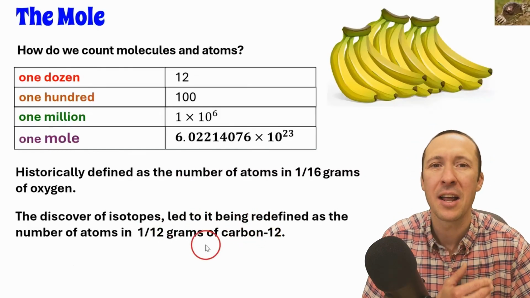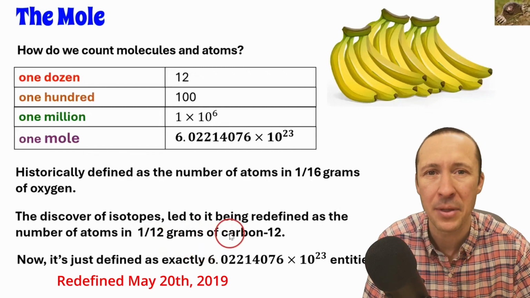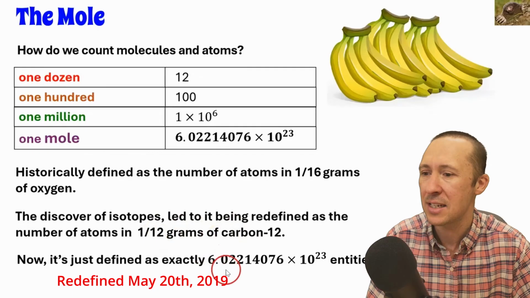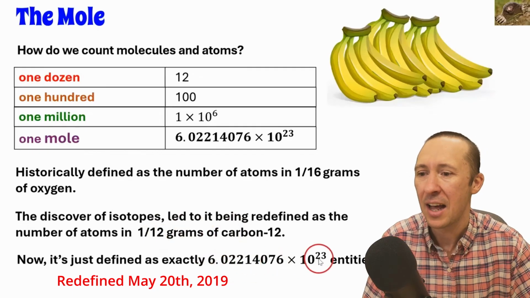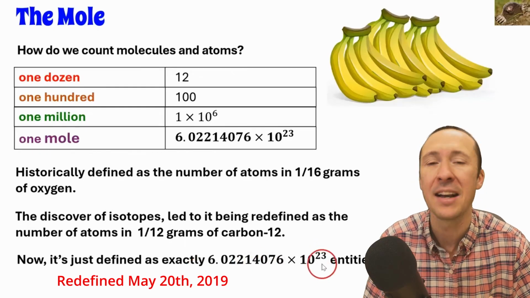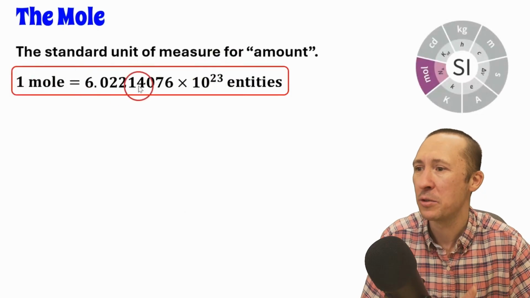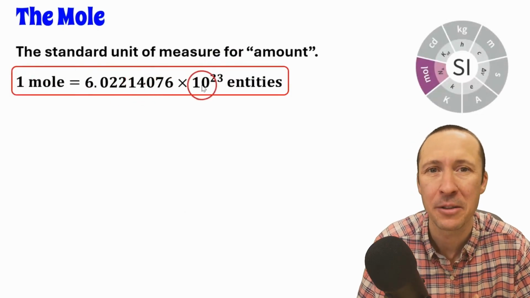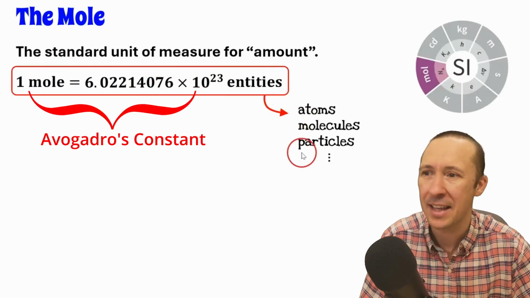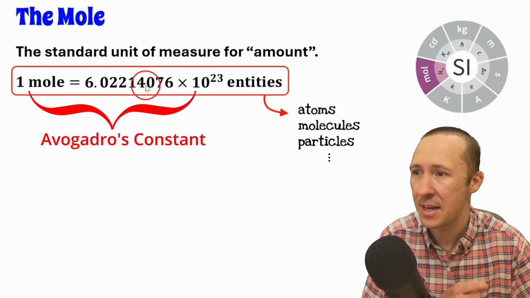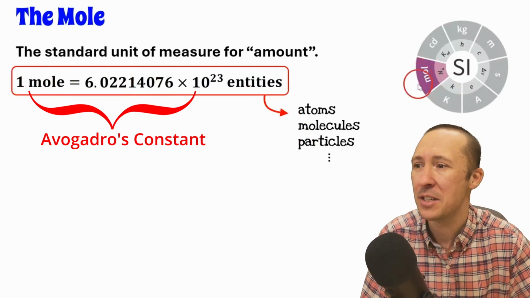And there was another redefining of the mole, which they said, rather than basing it off something, we'll just say 1 mole is 6.022140076 times 10 to the 23 of entities of anything, and just define it that way exactly. And that's what it is. So it's 6.022140076 times 10 to the 23 of whatever we want to count. It can be atoms, molecules, particles, things like that. So a mole is a number, and it's also an SI unit as well.